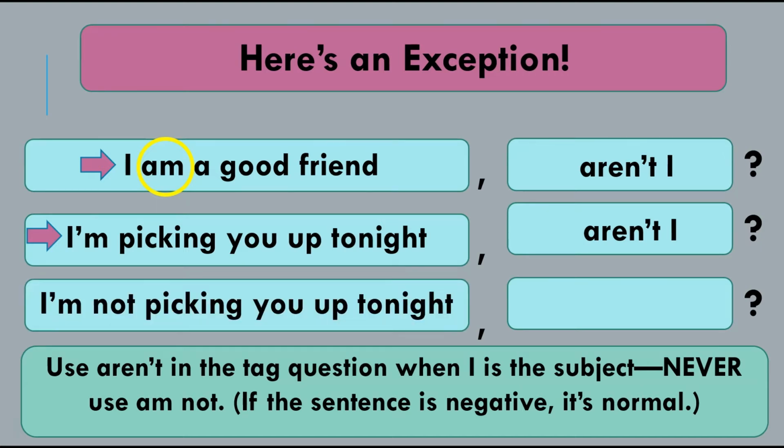But here, it's negative. I'm not picking you up tonight. Am I? So we can say, am I? But we cannot say, am I not or am not I.